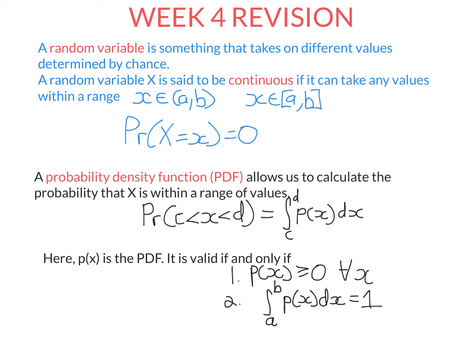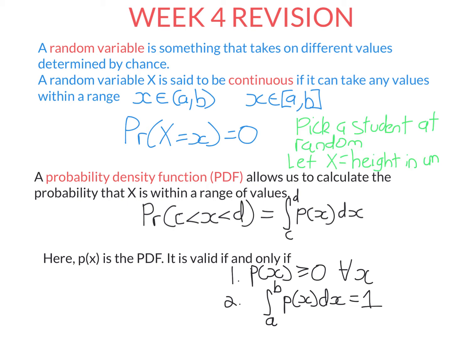That probably makes absolutely no sense, so let's look at an example. So let's say I pick a student at random from our class and let x be their height in centimeters. So x is a random variable. The value it takes depends on who was picked, which is due to chance. So x is a continuous random variable. So the height of the student I pick, it's going to be between, say, 160 and 200 centimeters, right? But it can really be any value within that range.